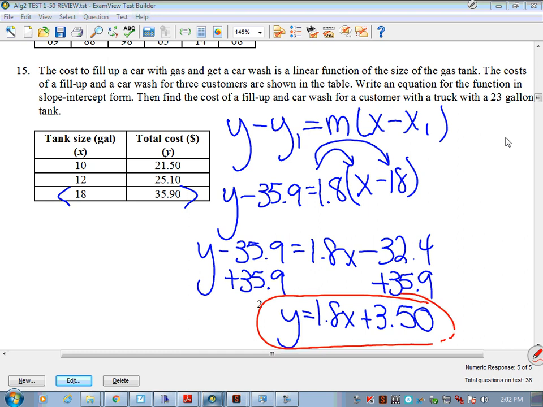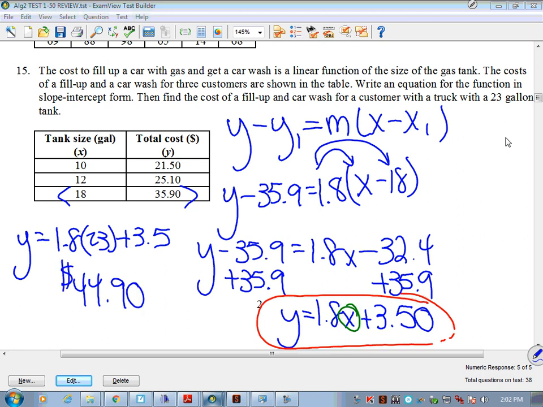But are we done? No, because we need to calculate something. We need to know how much it's going to cost with a 23-gallon tank. Where am I going to substitute that information in? This x right here. So all I need to do to find cost, which is y, equals 1.8 times 23 plus 3.5. Okay? What do I get there? Should be, repeat that again for me. 44.9. So it's going to cost $44.90 to fill up my 23-gallon tank.